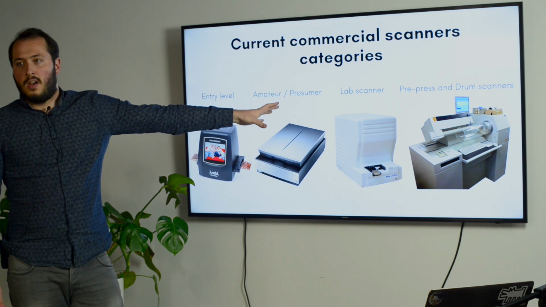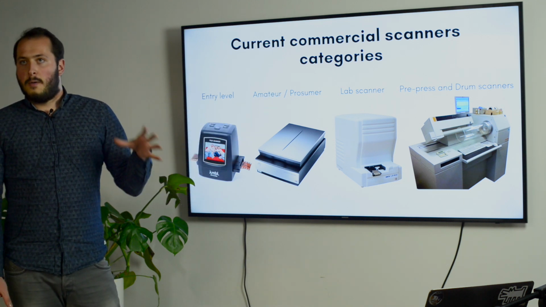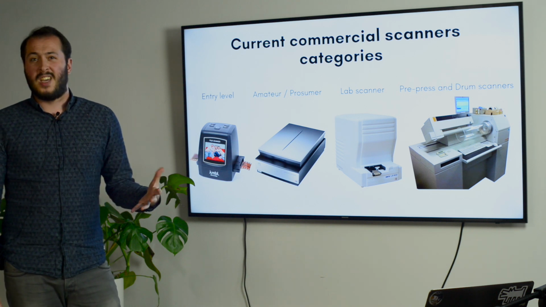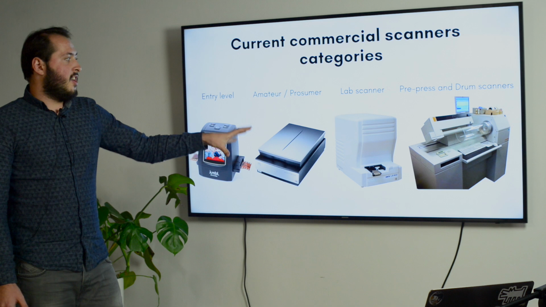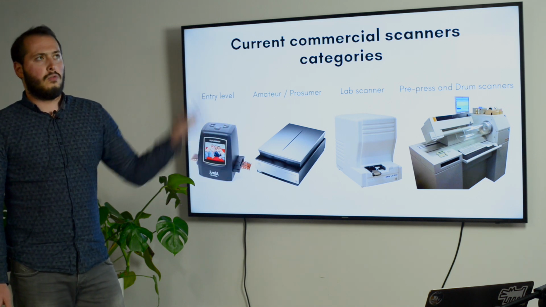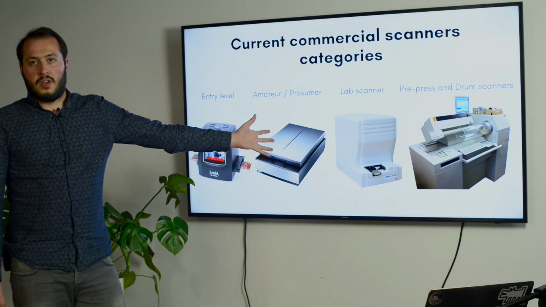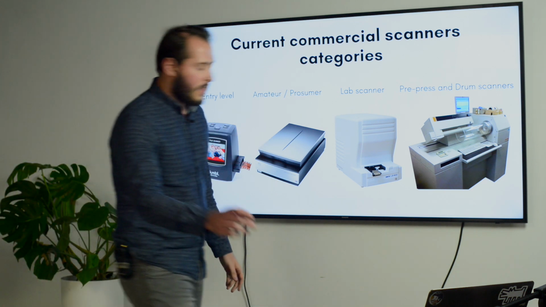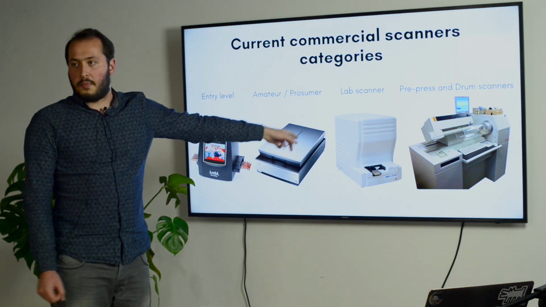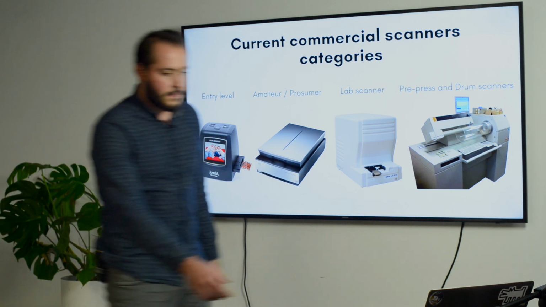Pre-press and drum scanners, now this is a completely different beast. This is made for the absolute most quality you can possibly get. So it's very niche, it's very expensive to run. One drum scan can cost upwards of $200 at some places. But it's pretty much the best you can get ever. So I'm going to focus mainly on amateur and lab scanners, because I feel like those are the two that need the most development today.